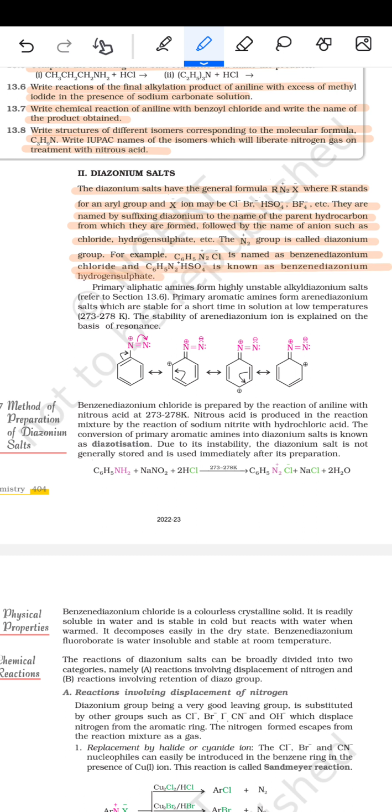Primary aliphatic amines form highly unstable alkyl diazonium salts. Primary aromatic amines form arene diazonium salts, which are stable for a short time in solution at a low temperature, 273 to 278 Kelvin. The stability of the arene diazonium ion is explained on the basis of resonance.